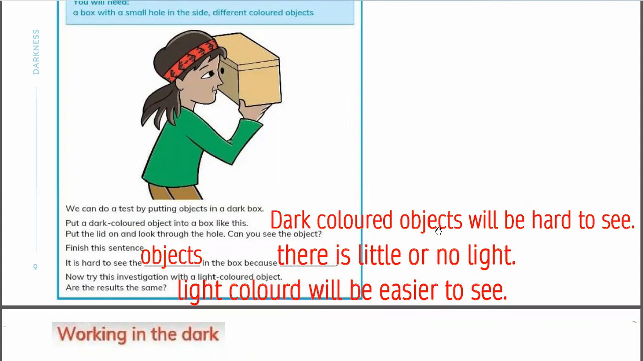What it says is that in the box, put one colored object. You can see it from the hole, and what you notice is that it is difficult to see. Okay. But when you put a light colored object in the box, it will be easier to see. Is it hard to see objects in the box because there is little or no light? So yes, if it is a dark colored object, it will be difficult for you to see. But if it is a light colored object, then it is easier for you to see.